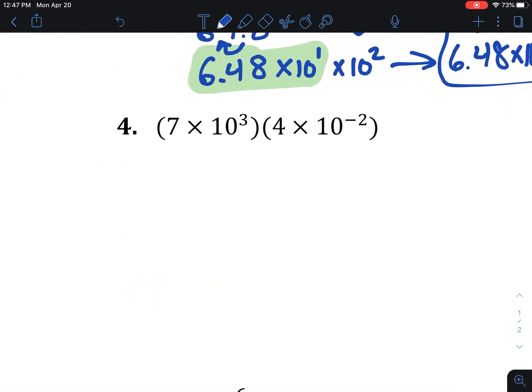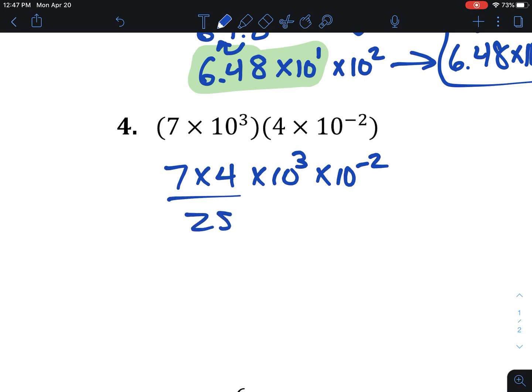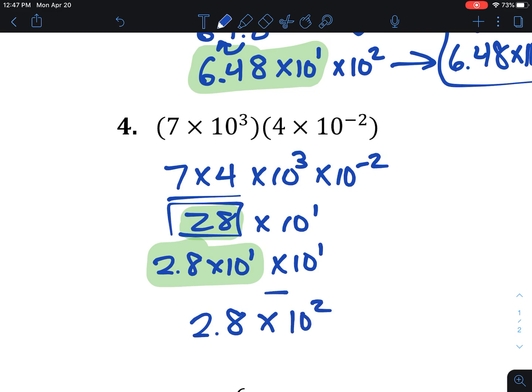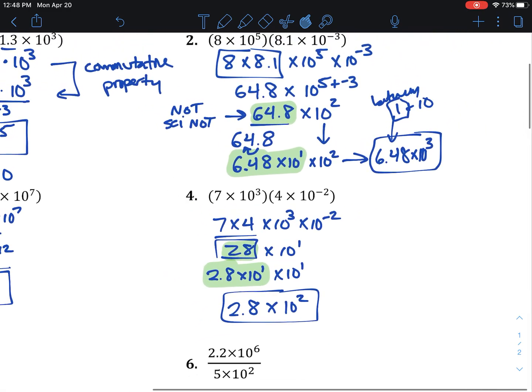And for number 4, very similar. We're going to do 7 times 4 times 10 to the 3rd times 10 to the negative 2nd. 7 times 4 is 28. Combining these powers of 10, 3 plus negative 2 would be 1. 28, though, is not scientific. 2.8 times 10 to the 1st would be 28, written in scientific notation. Bring down the other times 10 to the 1st, and you get the answer in scientific once you combine those powers of 10. Times 10 to the 2nd. 2.8 times 10 to the 2nd.